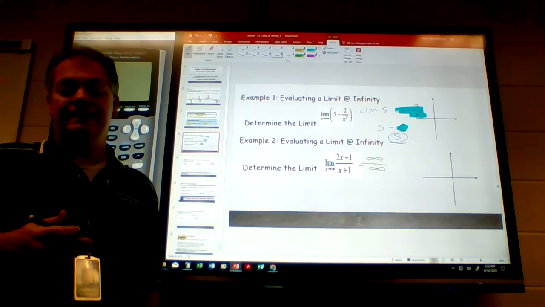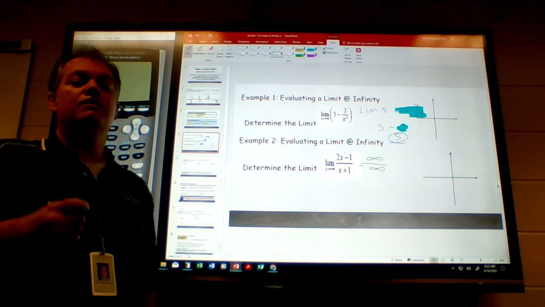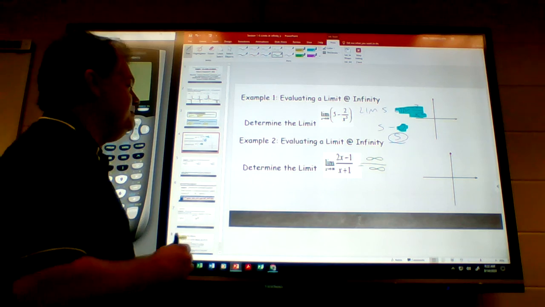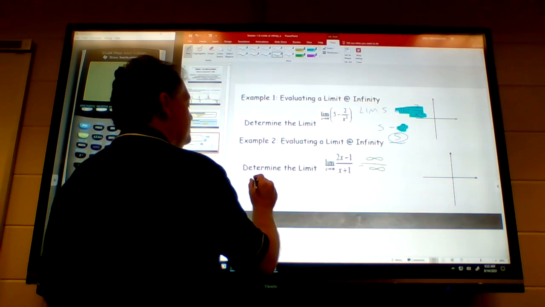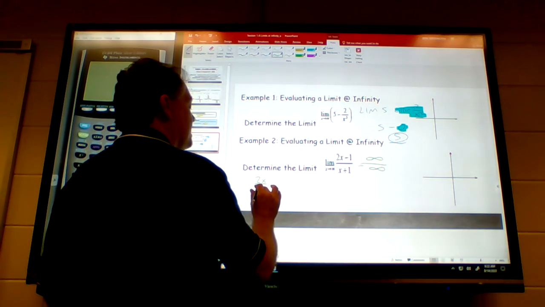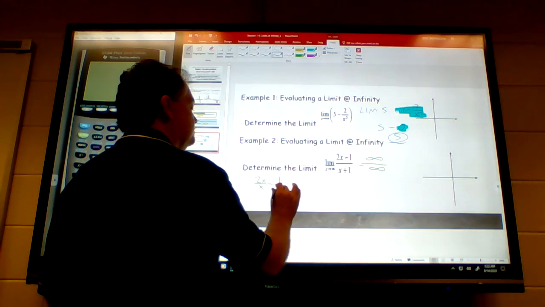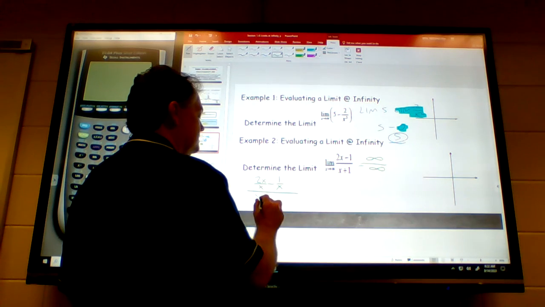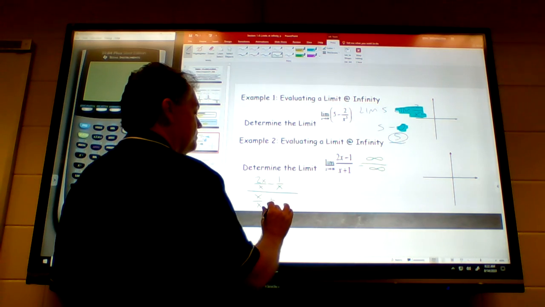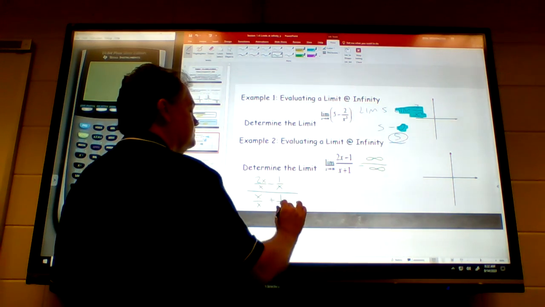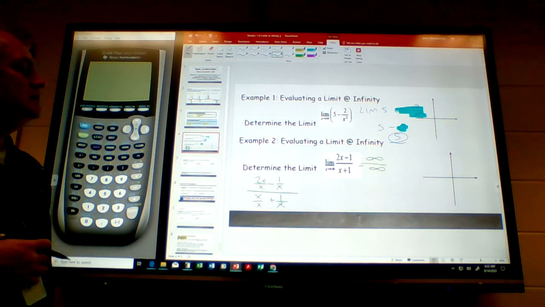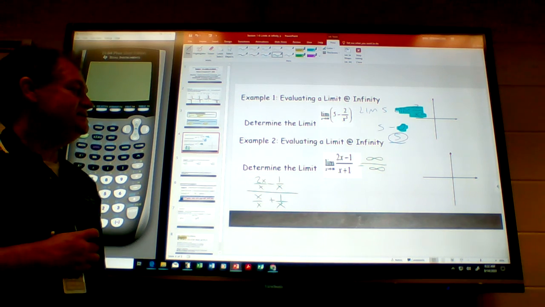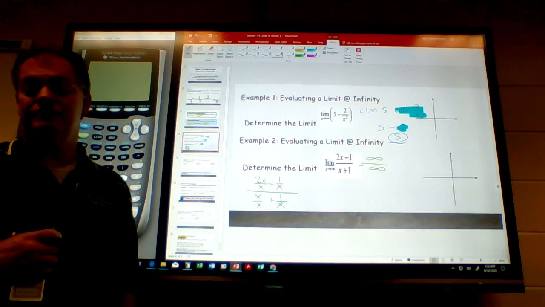So I want to break it down. Here's what we're going to do. We're going to divide out the highest power of x, which in this case is x to the first. So I'm going to take a moment and I'm going to divide 2x by x minus 1 over x. That's just on the top. And on the bottom, I'm going to do the same thing. So I take the highest power of x, which in this case is x to the first.